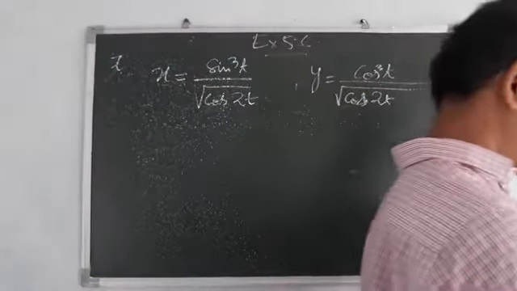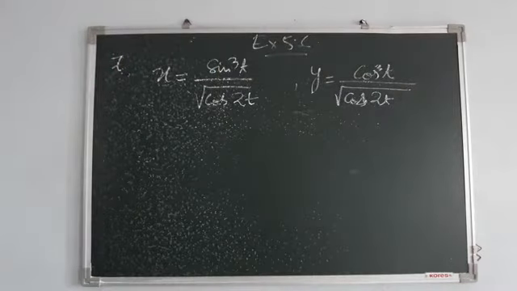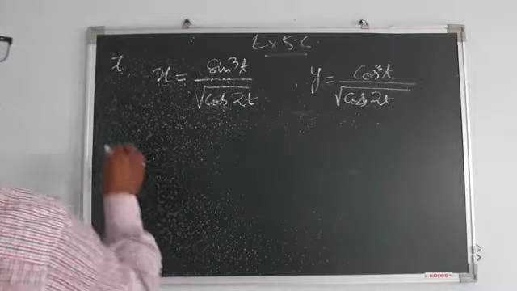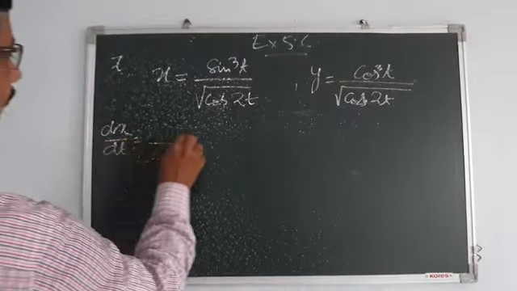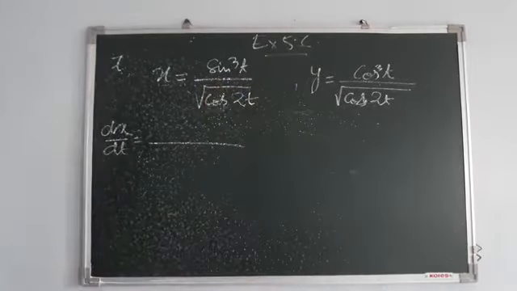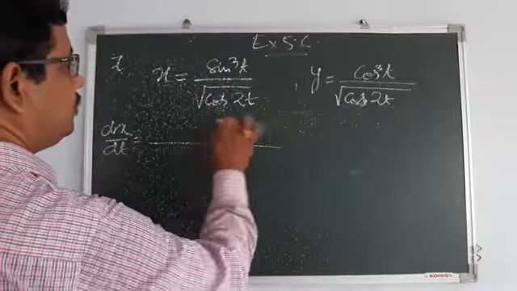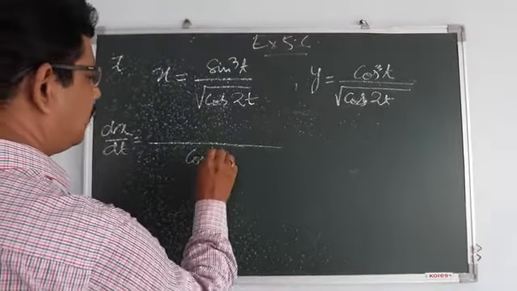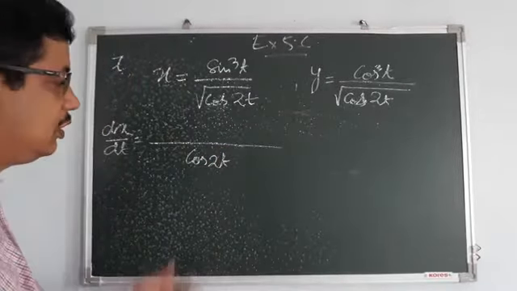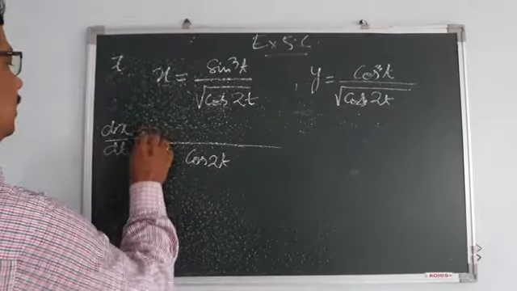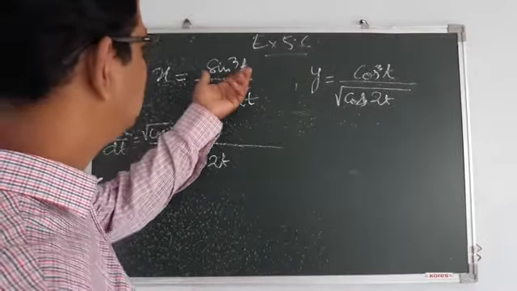So let's start. It looks a little big, so the answer may go a little wrong. dx by dt, u by v form. So u by v has denominator v square, so this one squared. If we square root over cos twice t, it becomes cos twice t. Then it will remain in the top. Then you have to differentiate this one.